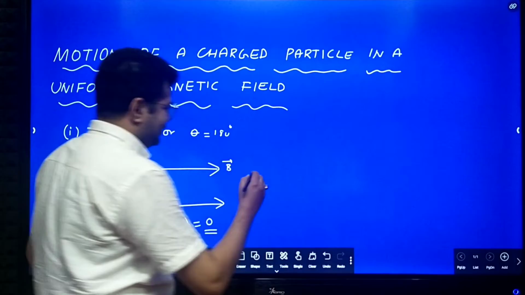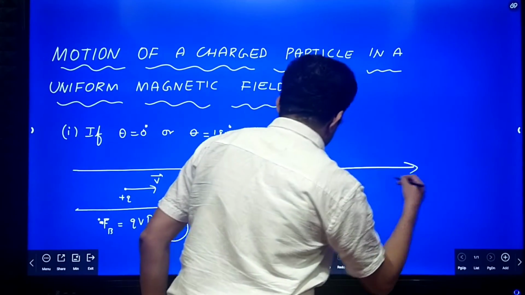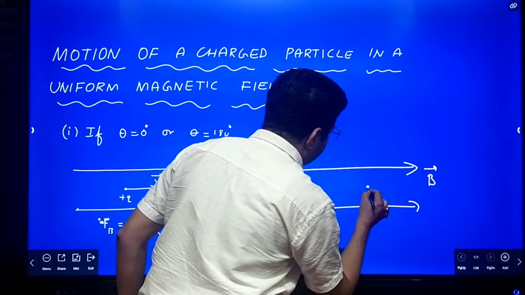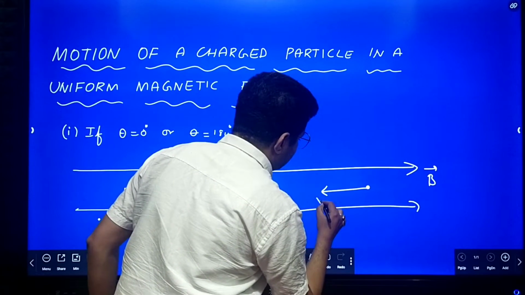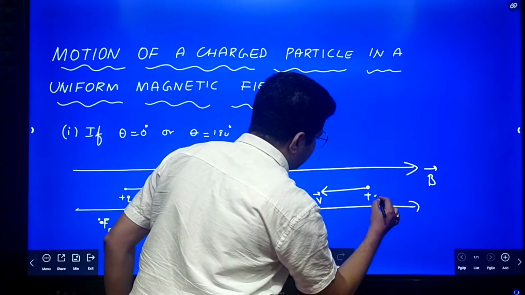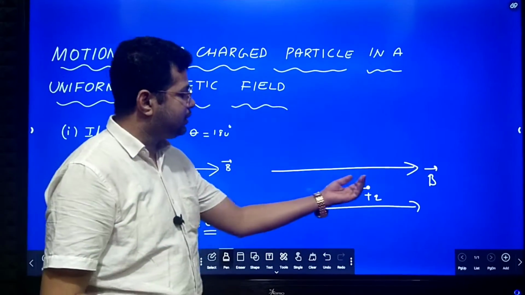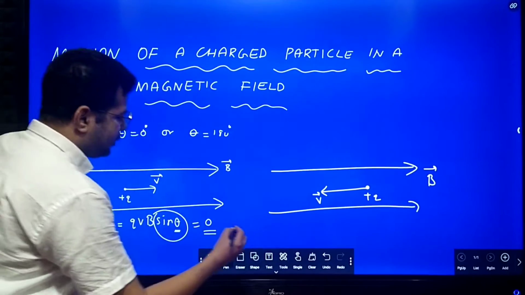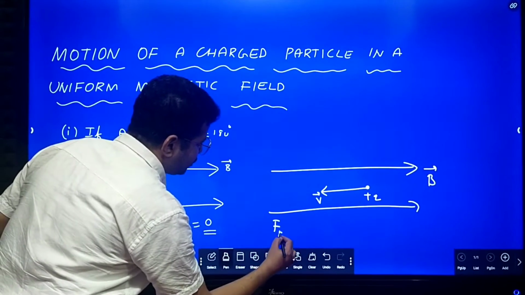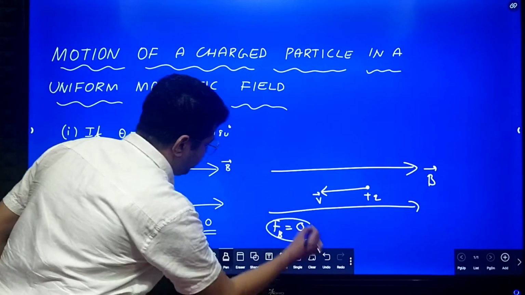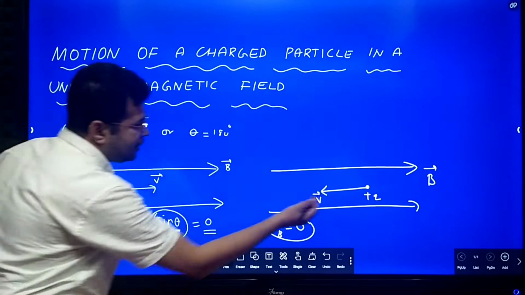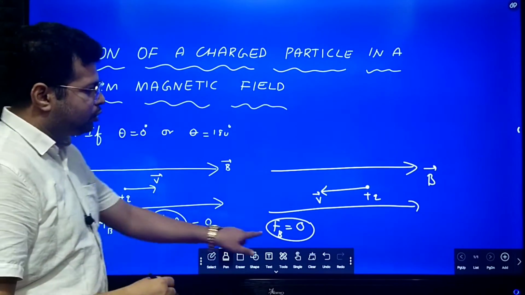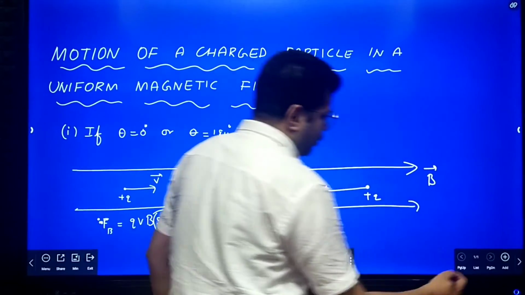Next, if the charged particle is moving with a velocity which is anti-parallel to the magnetic field, say the same charged particle plus q, moving with velocity opposite to the direction of magnetic field, then also magnetic force will be equal to 0, because we have sin theta. In the place of theta you substitute 180. Sin 180 is also 0. So therefore magnetic force is 0.